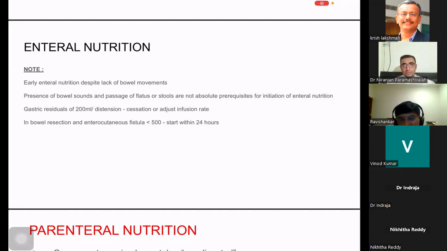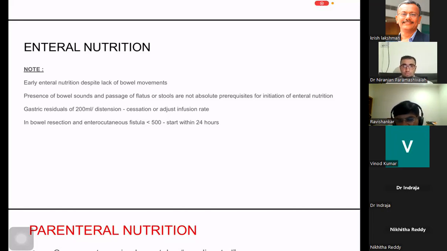I think you're right. You start with 10 to 20 ml aliquots every hour. Initially you give either just water or glucose solution. Then once you are happy that the patient is absorbing and there is no distension, you can gradually increase it and reach the requirement, depending on the number of days you need to give them. So you can go up to 100 ml per hour.